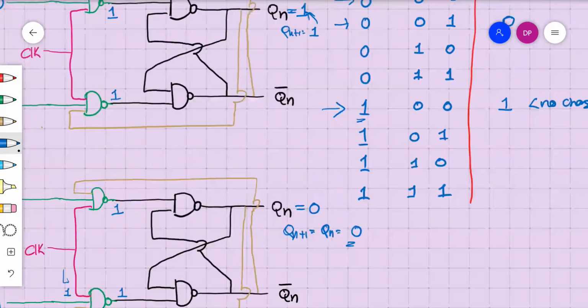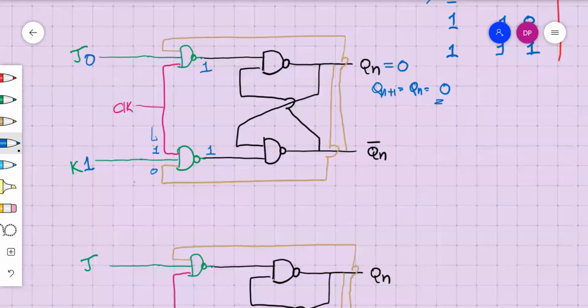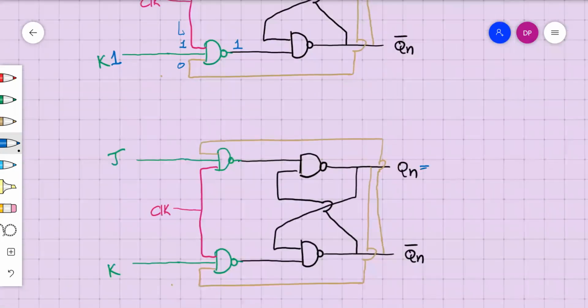Now let's take this example. Considering Qn to be 1, J and K are 0, 1. Any input of the 3 input NAND gate being 0 results in 1. Now here you see K is 1, the clock is 1, and the previous output is also 1. So 1, 1, 1 at a 3 input NAND gate will result in a 0. Now consider this black colored one, which happens to be the SR latch, when one input is 1 and the other input is 0. See this table.